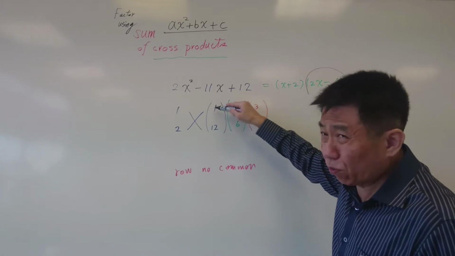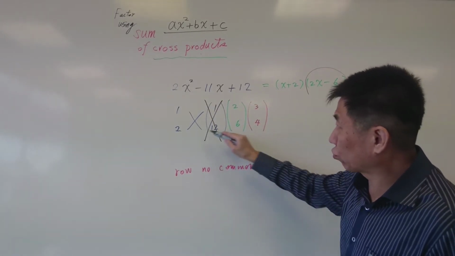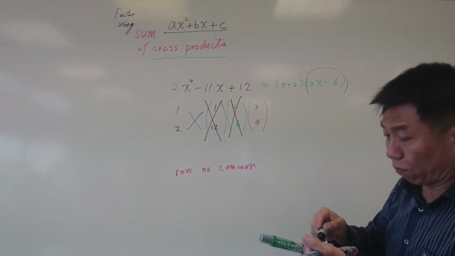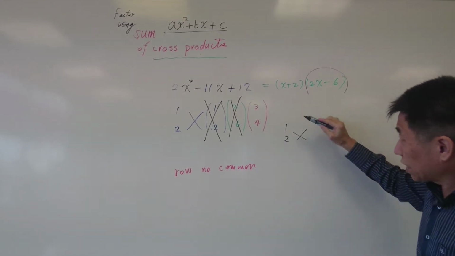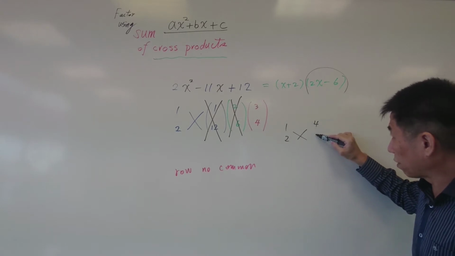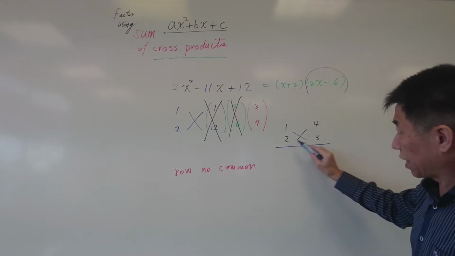So 12 and 1, quite not possible. So therefore, 2 and 6, you don't even give a try. 6 and 2, 2 and 6. So therefore, there's only 3 and 4. But if 3 and 4, 2 and 4 is contradicted again, so it must be 4 and 3. So this one leaves me no choice. It has to be like this.